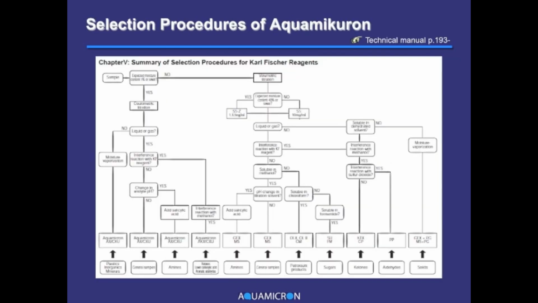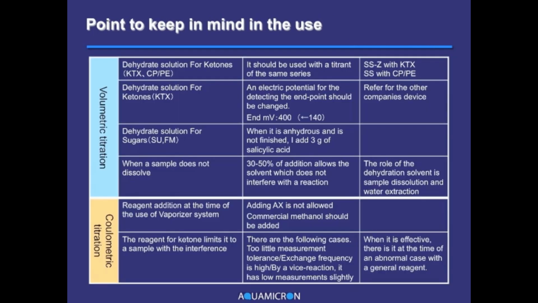Here is a flowchart that will help you select the most suitable AQUAMICRON grades depending on the water content, the nature, and the physicochemical properties of your samples. I would like you to refer to the same flowchart illustrated on page 199 of the technical manual when you measure new kinds of samples.